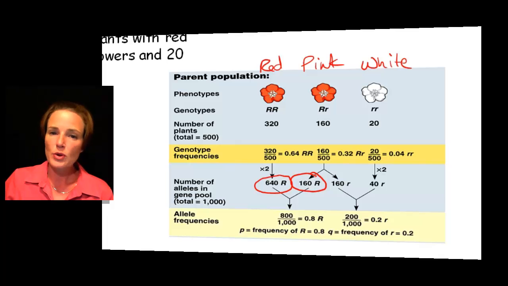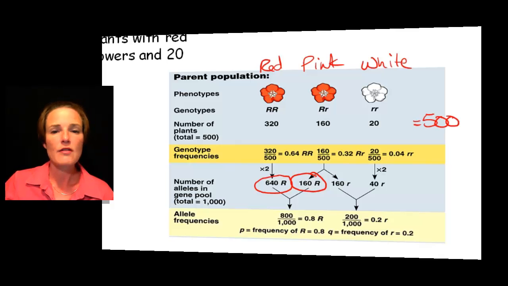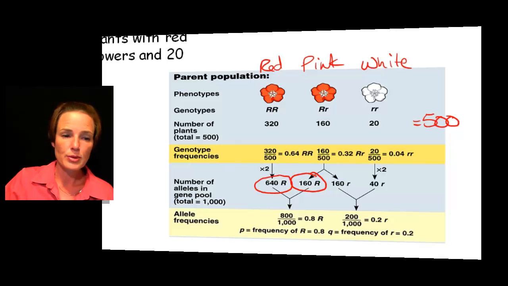When we add those together, we get the 800 number that you see there, and we're dividing that by the total number of alleles. If this is a population of 500 individuals, and every individual is diploid, we have a total of 1,000 alleles. That gives us 0.8 or 80% for the CR. So CR is going to be 80% based on these numbers.